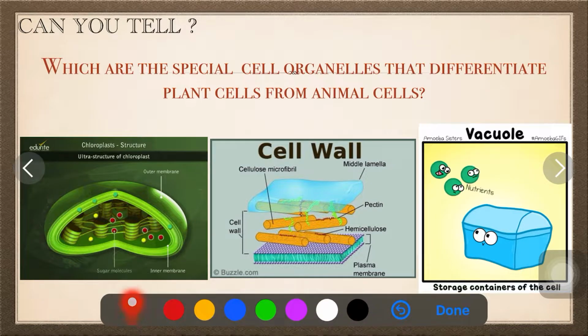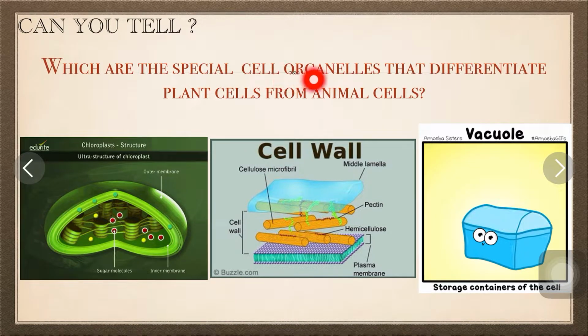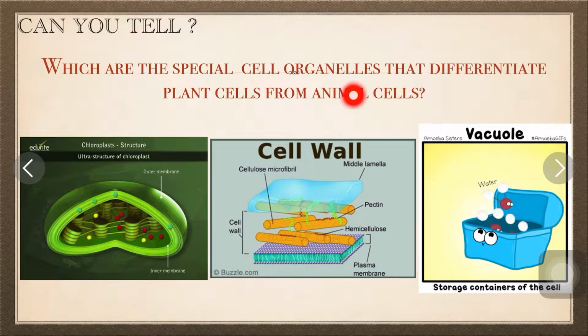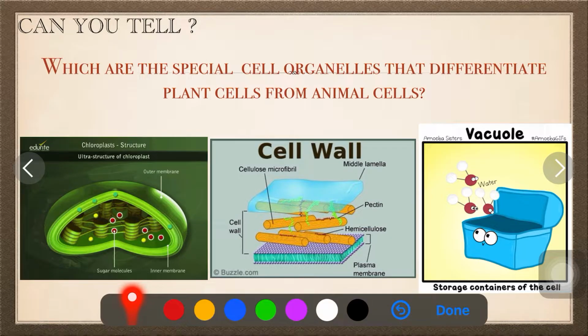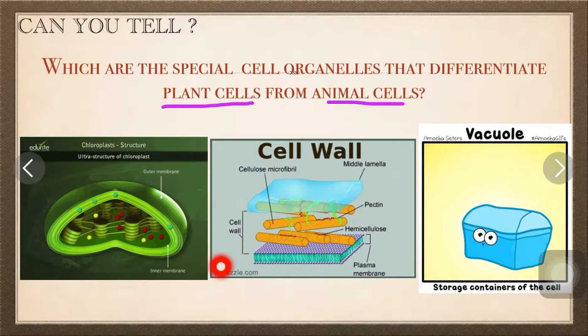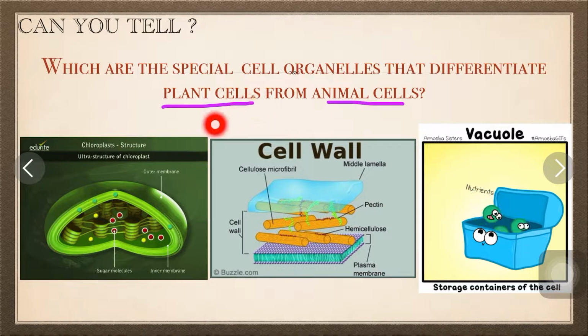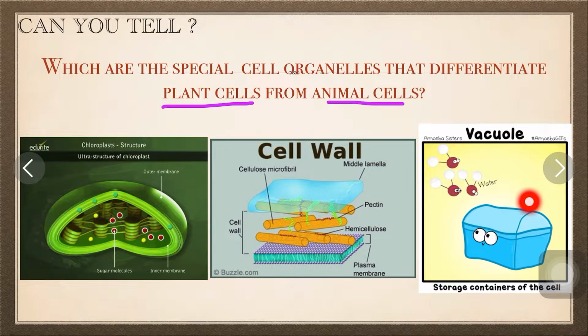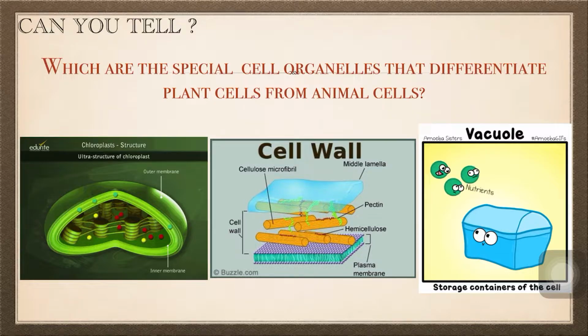Can you tell, students, which are the special cell organelles that differentiate plant cells from animal cells? So, beyond size, the main structural differences between plant and animal cells lie in a few additional structures found in plant cells. These structures include chloroplast, the cell wall, and vacuoles, as these are absent in animal cells.